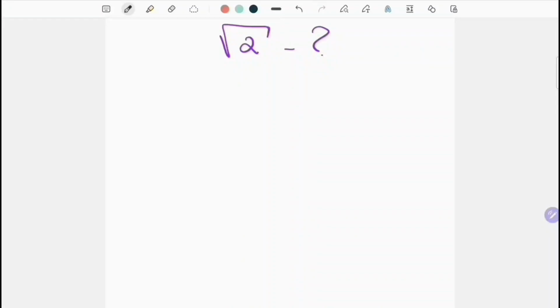We will explain how to find the decimal expansion for the square root of 2. And we will use the iterative method to address this question. But first, let us denote square root of 2 by x. So x equals square root of 2, and therefore, x squared equals 2.